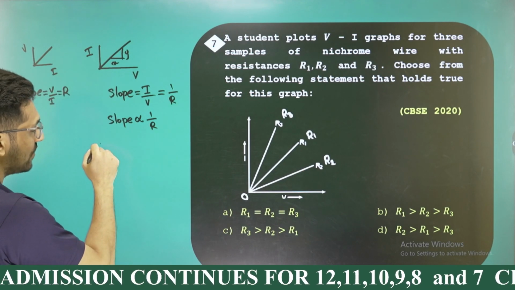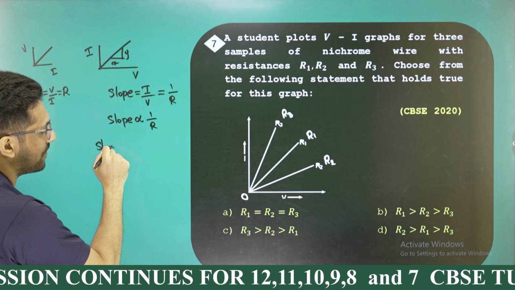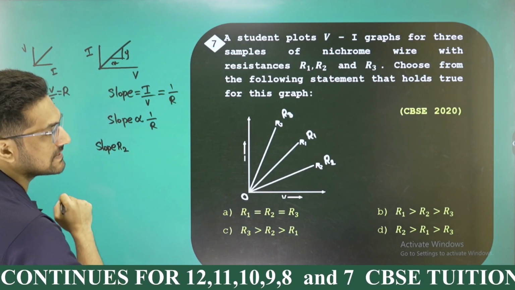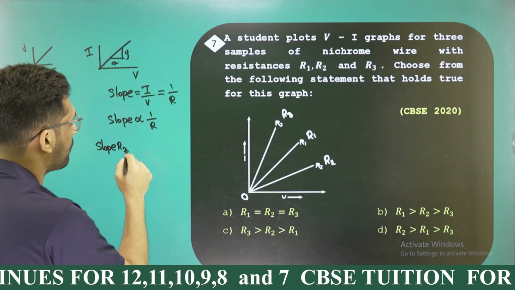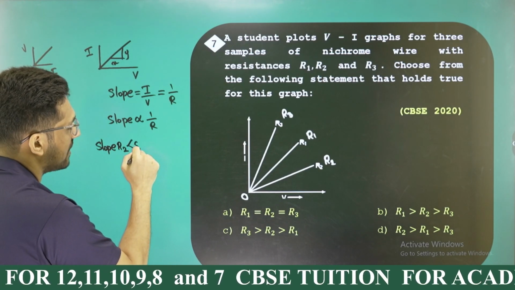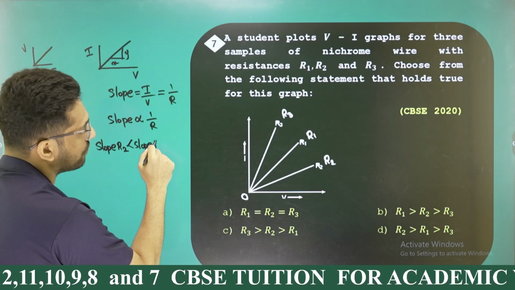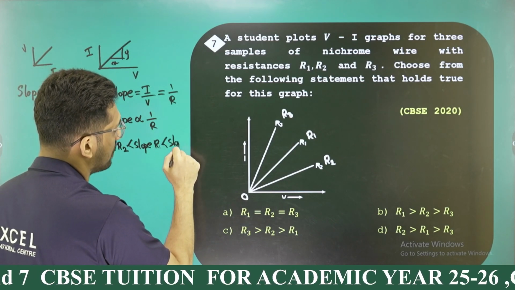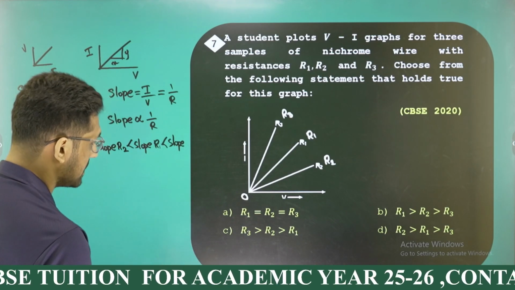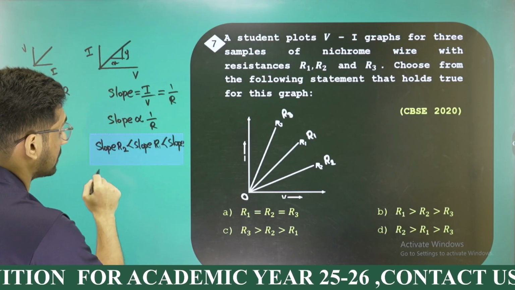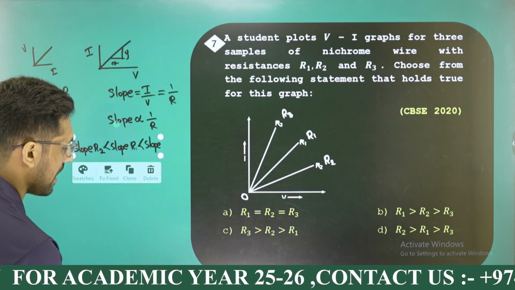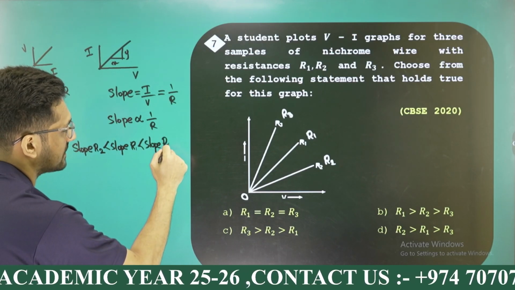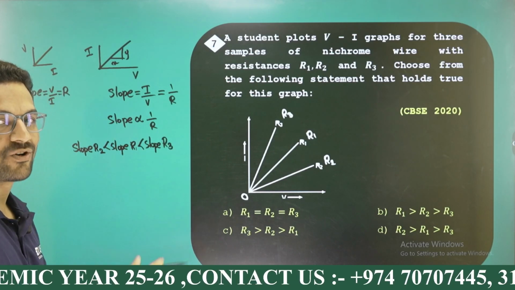R2. So you can write it like this. Slope of R2 is the least. Then slope of R1 is greater than slope of R2, and it is less than slope of R3. Right? Like this. What about the resistances?